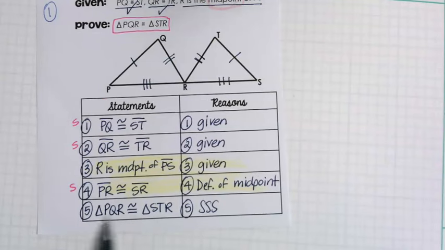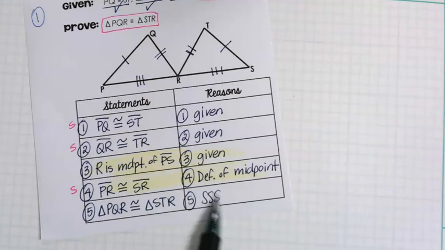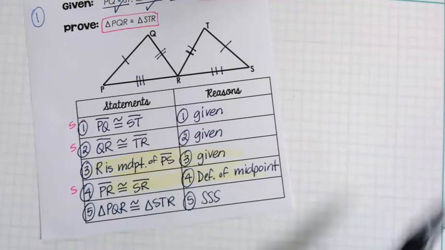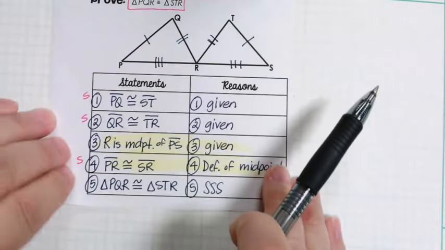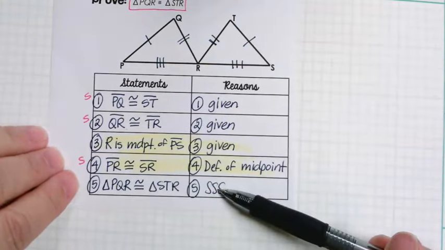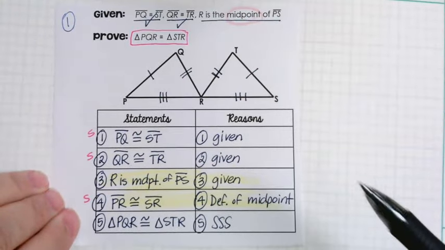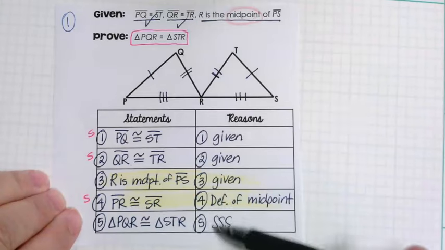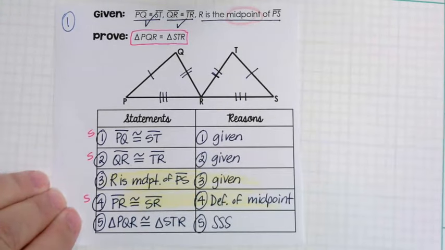So anytime you have this as a statement, that's what you should expect to see beside it, SAS, ASA, etc. Okay? The only other possibilities would be if you were given triangles were congruent or something like that, but that wouldn't be true at the end of the proof. You might use a transitive, but most of the time, you're going to have one of those there. All right? Moving on. Our next proof.